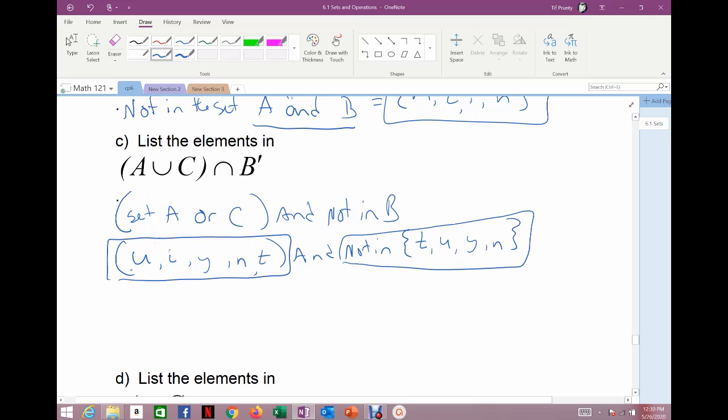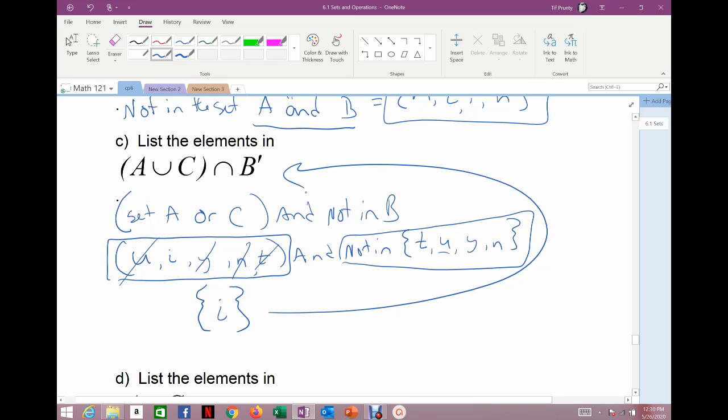All right, well, U is, so it's not included. I is not in B. Y is. N is. T is. That's I, is it? The answer is I. Bear with my writing on the tablet. All right, and so there's the answer. I is the only letter in the group A or C, not B. So it's the only letter in that set.